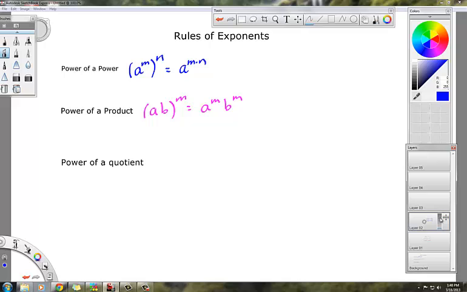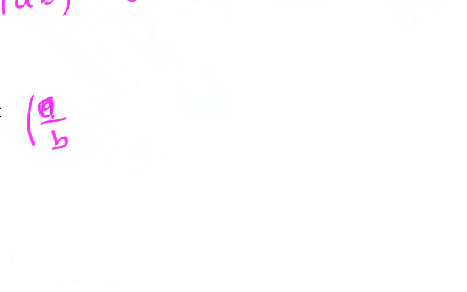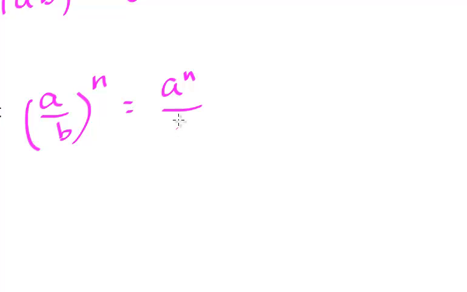Okay, the final one is called power of a quotient. And I'm just going to go ahead and write this one out. So this is where you have a fraction, say a over b, and we're going to take that to the power of n. This actually equals a to the n over b to the n.